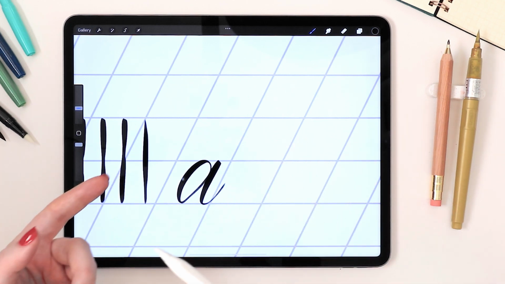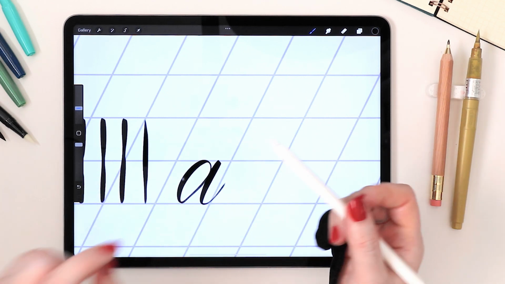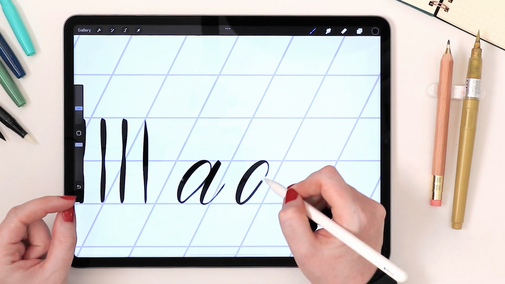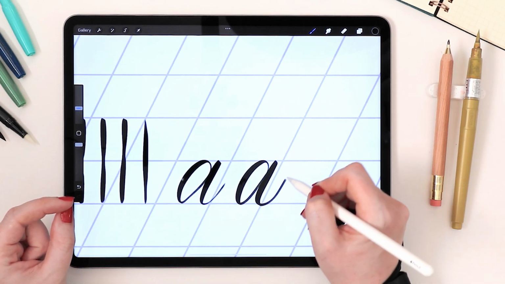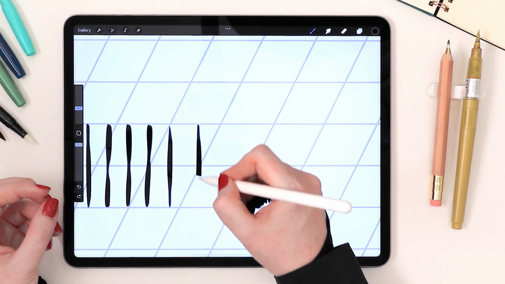You won't be creating a thick stroke next to a thick stroke or a thin stroke next to a thin stroke. You will always make fluid strokes that go from thin to thick, thin to thick, thin to thick. Okay? So that's why we're practicing these particular strokes now.